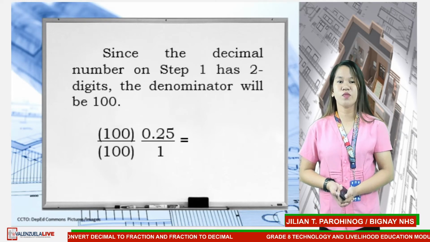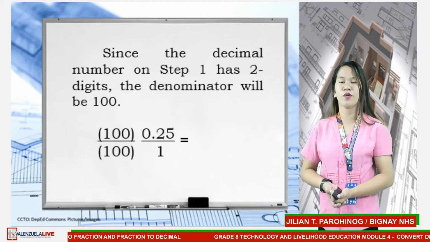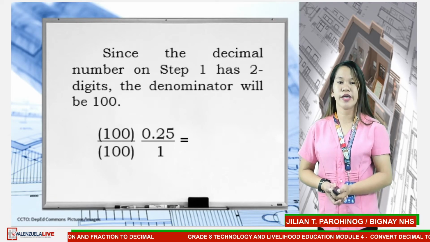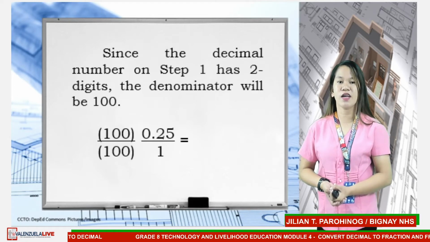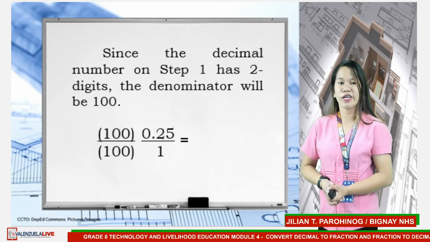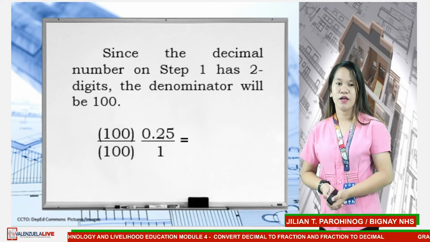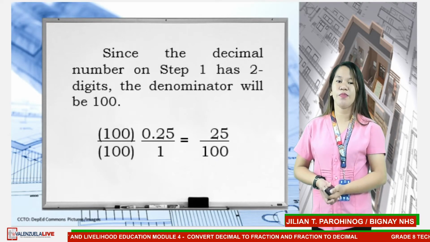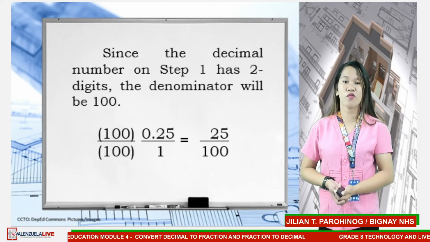Since the decimal number in step 1 has 2 digits, the denominator will be 100, so we have a numerator of 100 and a denominator of 100. As in the given example earlier, we have 0.25 over 1. So both will be multiplied by 100 and the answer will be 25 over 100.